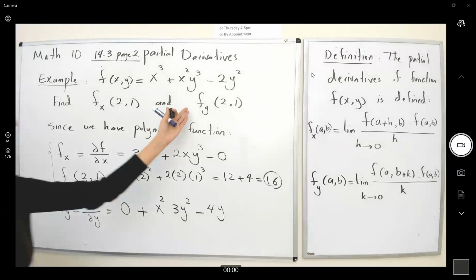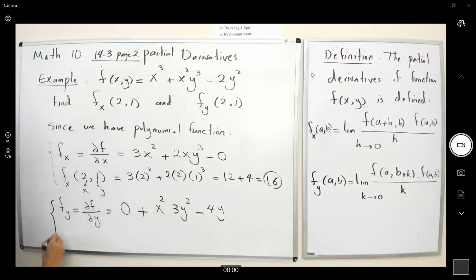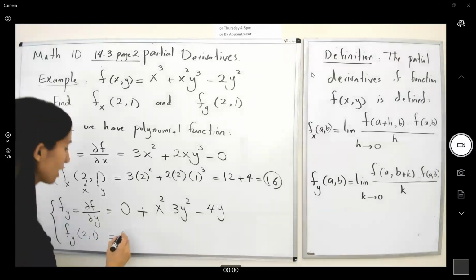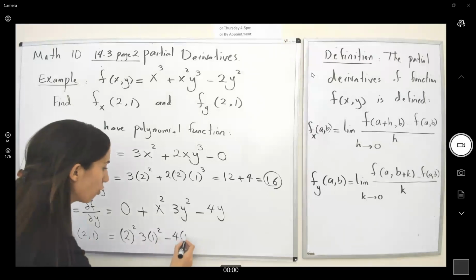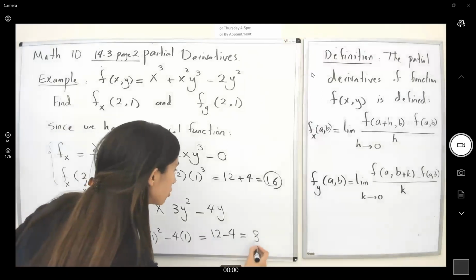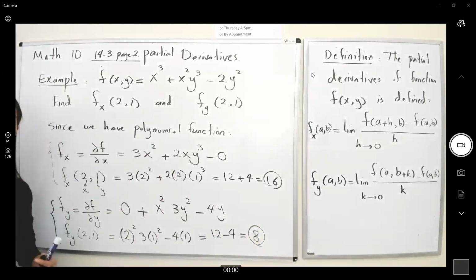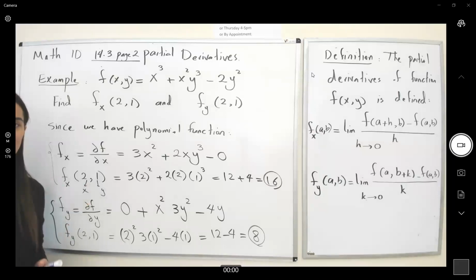Well, the question says find the partial derivative of f with respect to y at this point, (2, 1). So your x is 2, your y is 1. You get 2 squared times 3 times 1 squared minus 4 times 1. 12 minus 4, which is 8. So both of these slopes are positive slopes. So the rate of change for both of them, with respect to x and with respect to y, is going to be increasing and positive.